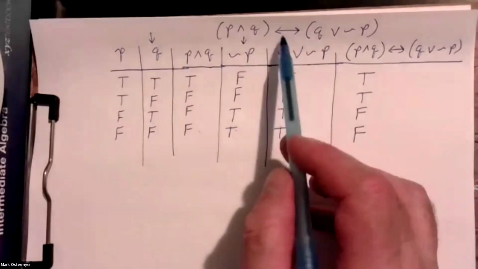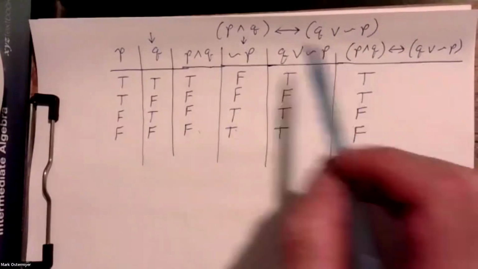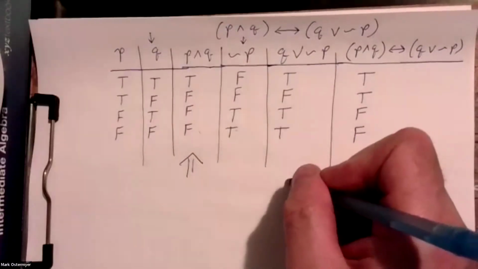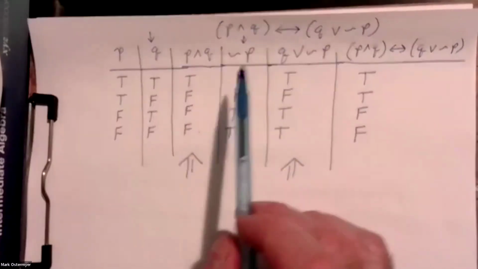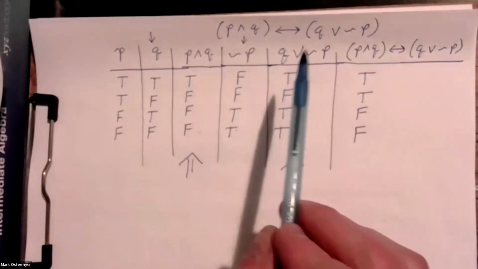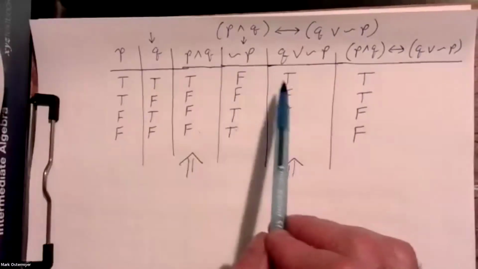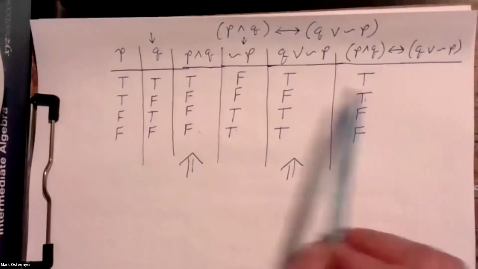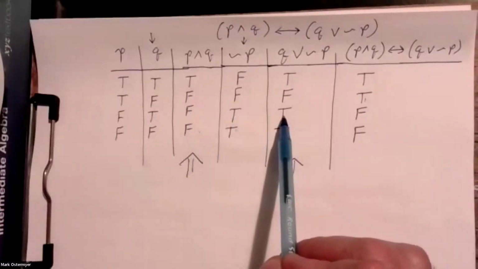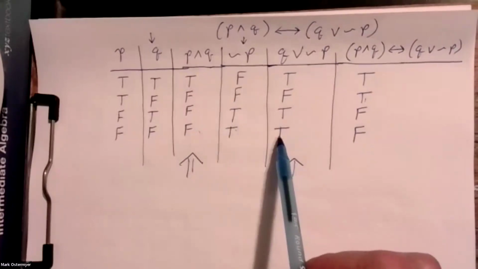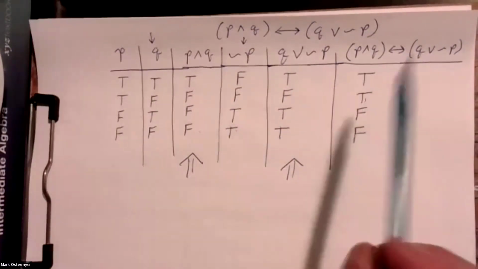Then I do the biconditional, the if and only if. So what columns am I going to use? I'm going to use this column and this column. True if and only if true is true. False if and only if false is true. False if and only if true is false. False if and only if true is false. Done. Anybody get that?